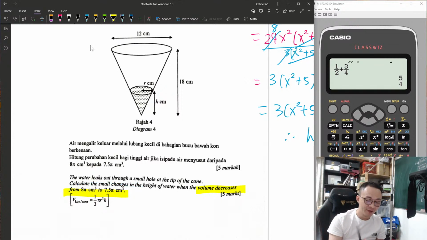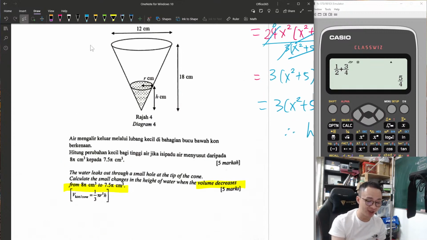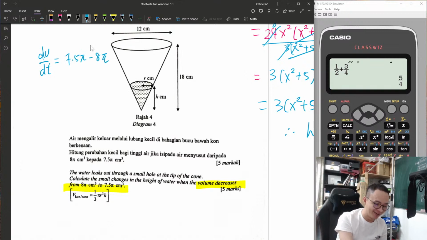Okay, so we know this is the rate of change of volume, isn't it? So therefore, I know dV/dt will equal, since it's decreasing, negative. Use the new value minus the old value, so you should get 0.5 pi. How do you get 0.5 pi? Let's do it: 7.5 pi minus 8 pi. So you will get negative 0.5 pi.